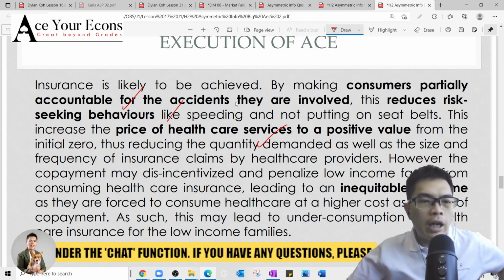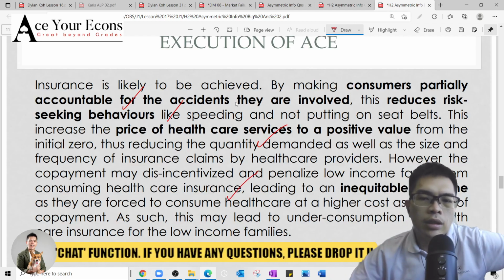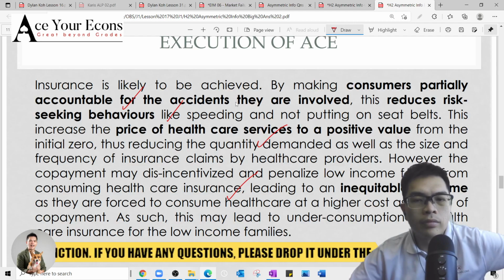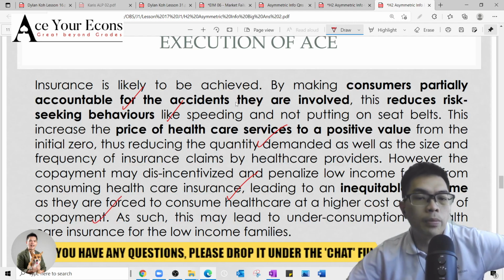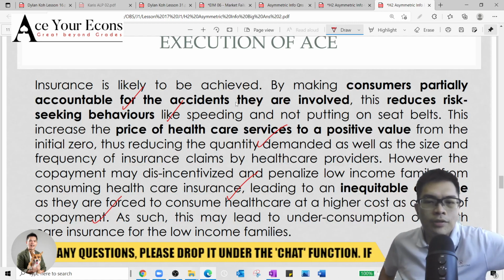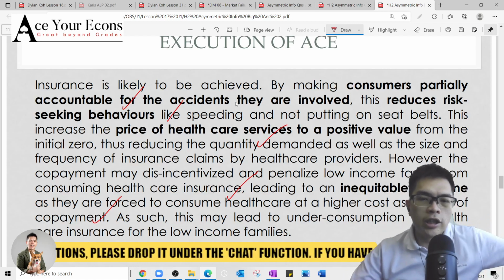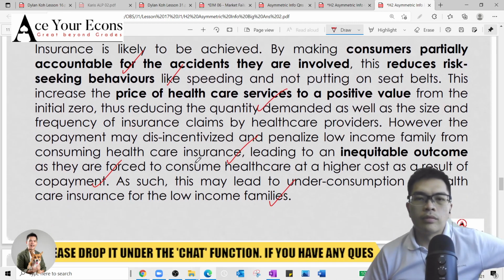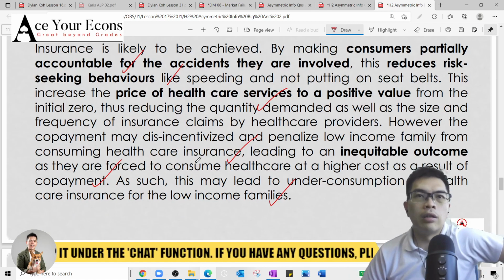A limitation, however: the co-payment may disincentivize and penalize lower income earners, leading to inequitable outcomes. They are forced to consume healthcare insurance at a higher cost due to co-payment. Even though they don't take excessive risks, they are unfairly penalized. So this may potentially lead to underconsumption for lower income families. 10% may be okay for you and me, but not for the lower income earners, right?